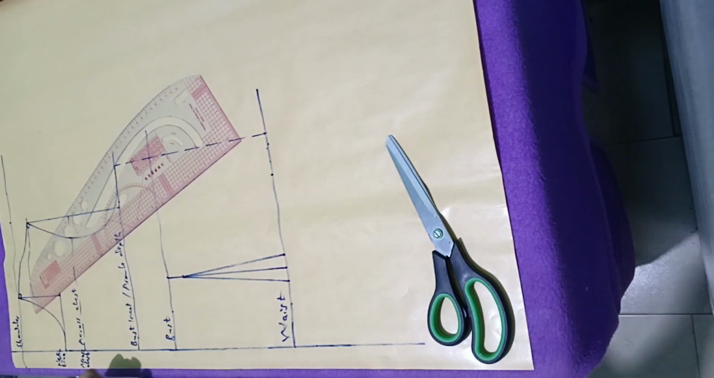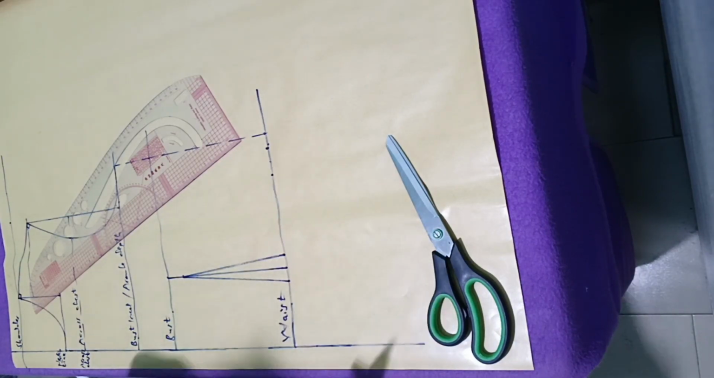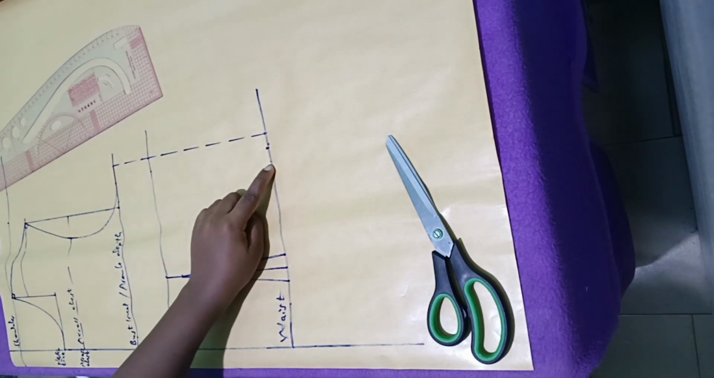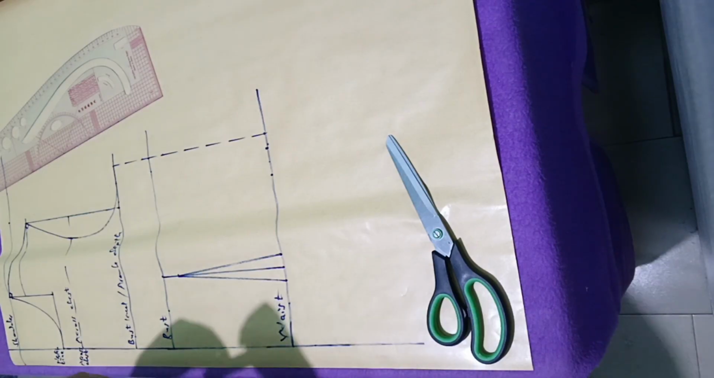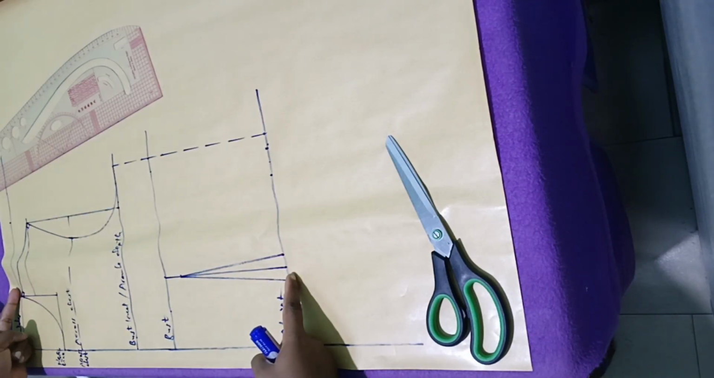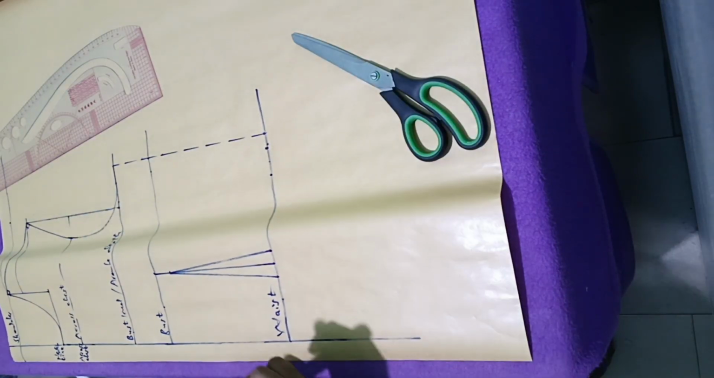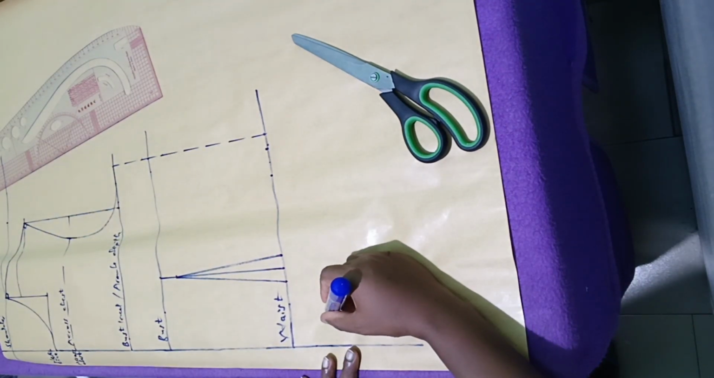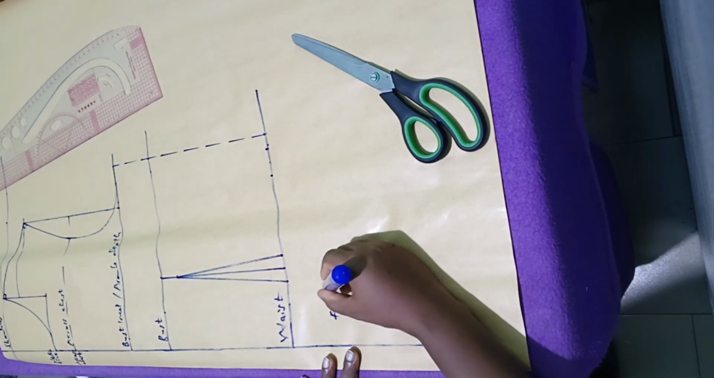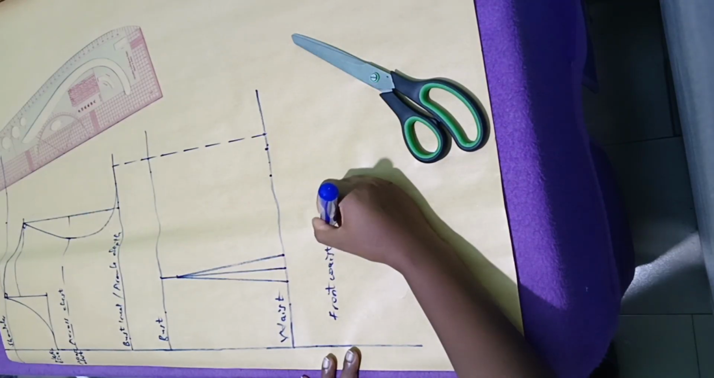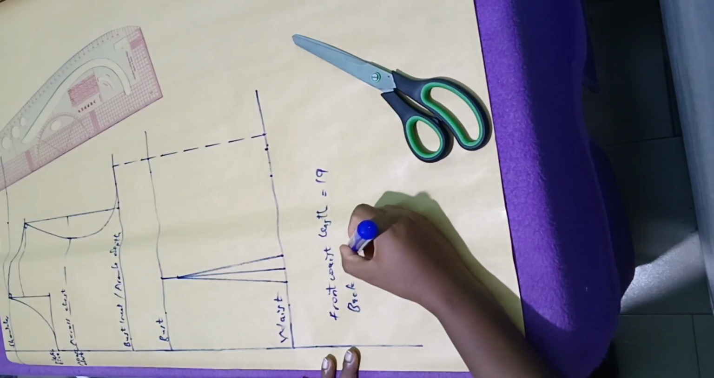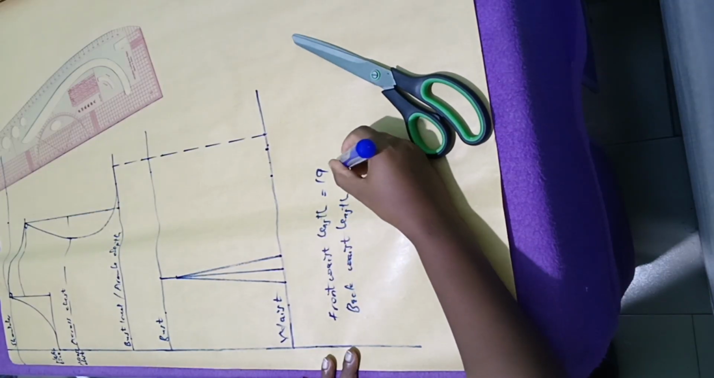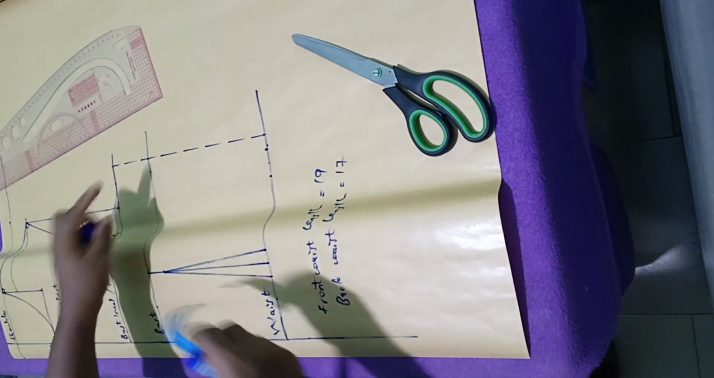So that measurement we used for the dart, we are going to replace it on the waistline. Now that we have added it to the 8-inch waist measurement, we are going to use the remainder, which is that one, the single one, to connect to the side seam. But remember, I said my front shoulder to waist measurement is 19. The back waist measurement is 17. So the difference is 2.